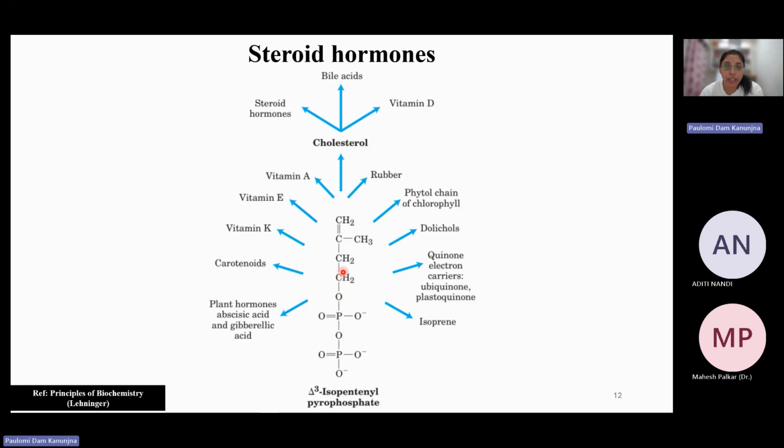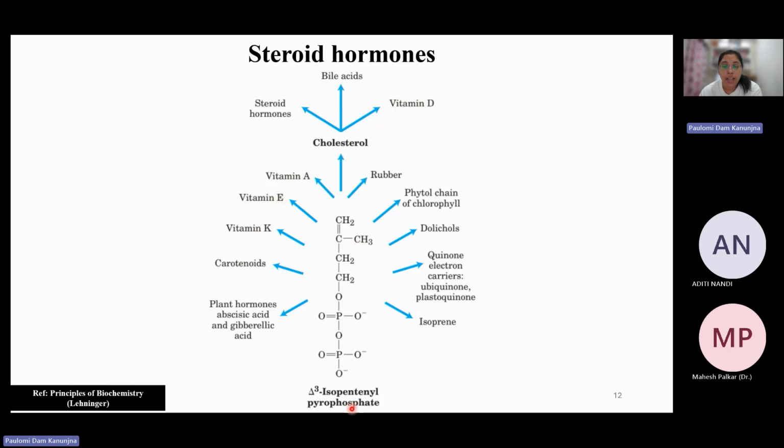And this is exactly what we are trying to show here with this image. Cholesterol can give rise to bile acid. We have discovered this. We know that steroid hormones are also derived from cholesterol. And at the same time, you have several vitamins. If you see here, D, E, A, K, all of these are connected to cholesterol.